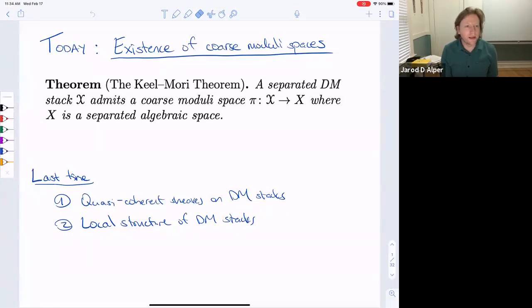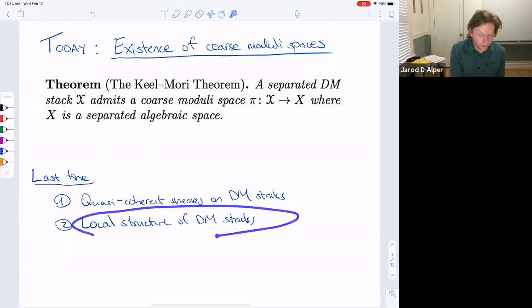Let's start formally now. The goal of today's lecture is to cover the existence of coarse moduli spaces. This is the second lecture of this two-part sequence on the geometry of Deligne-Mumford stacks, where, to remind you, last time we did two things concerning the geometry of Deligne-Mumford stacks. We discussed quasi-coherent sheaves on Deligne-Mumford stacks, and then we also covered the local structure theorem of Deligne-Mumford stacks.